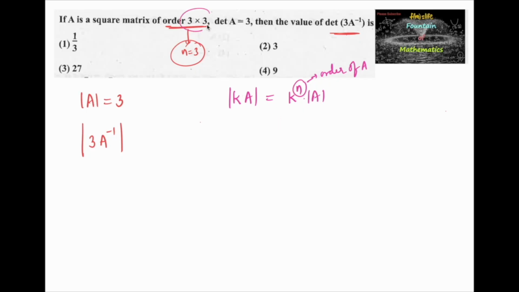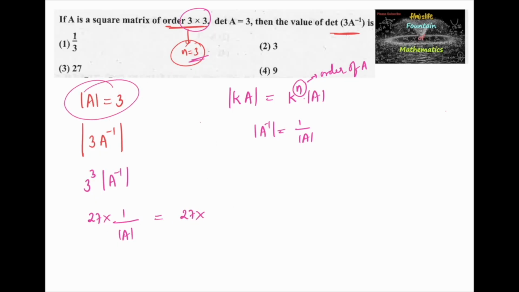So here order of the matrix is 3 by 3, so that is 3. So we can write 3 to the power of 3 into determinant of A inverse. And also determinant of A inverse is equal to 1 upon determinant of A. So 3 power 3, 27 into 1 upon determinant of A, which is equal to 27 into, and determinant of A value is 3. So 1 by 3, which is equal to 9. So therefore 9 is the answer, which is option 4.